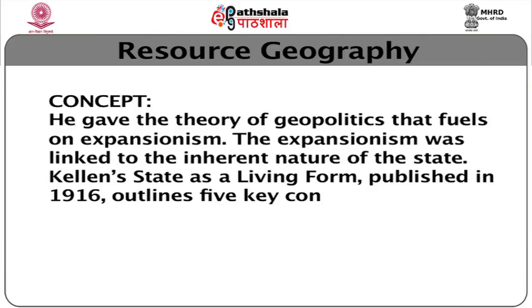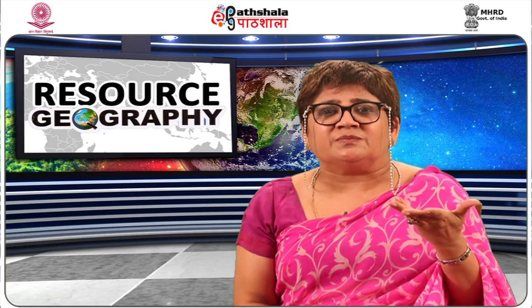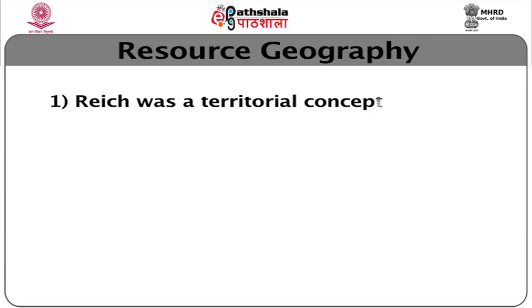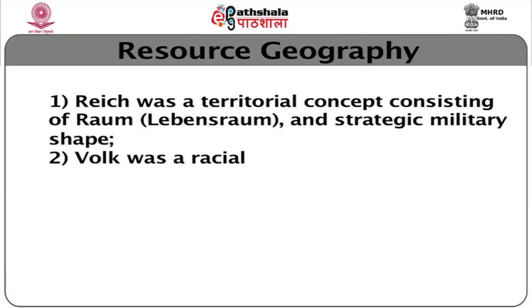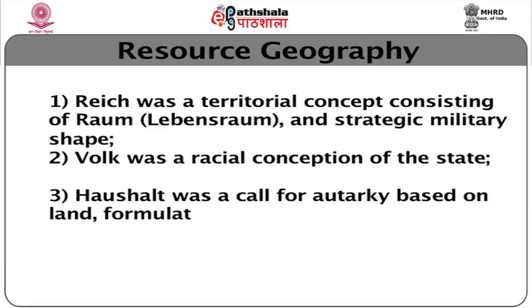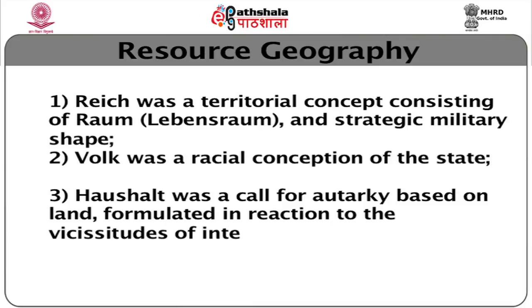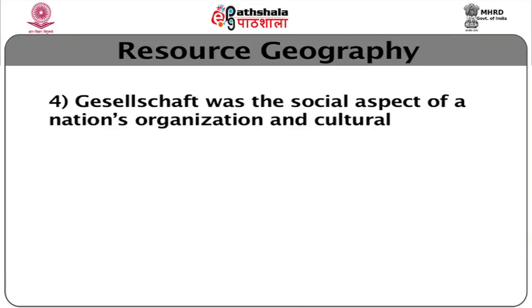State as a Living Form, published in 1960, outlines five key concepts that would shape German geopolitics. Reich was a territorial concept consisting of Raum and strategic military shape. Wolf was a racial concept of the state, and Herschel was a call for autarky based on land, formulated in reaction to the vicissitudes of the international market. Deschelos was a social aspect of the nation's organization and cultural appeal.